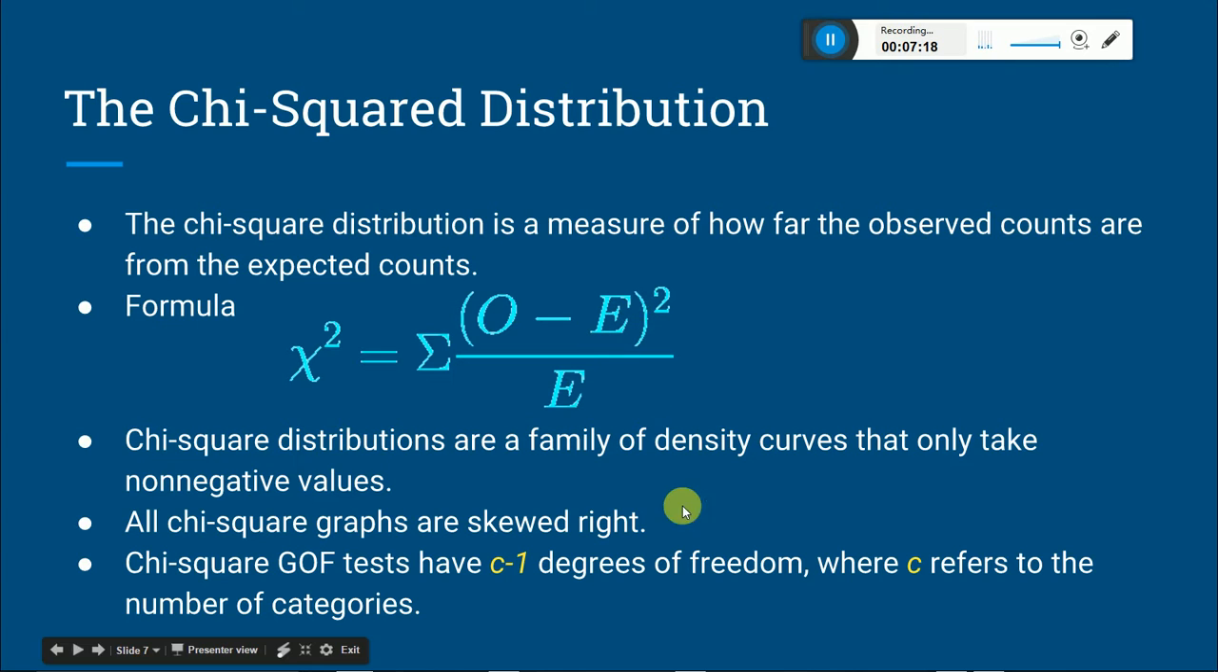Chi-squared distributions are a family of density curves that only take non-negative values. Similar to the t-graph, a chi-square graph will differ depending on the degrees of freedom. A 1-degree chi-square graph is different from a 10-degree graph, which is different from a 15-degree of freedom graph, and so on. Something similar with all chi-square graphs is that they are skewed to the right. And for the goodness of fit test, they have C minus 1 degrees of freedom, where C refers to the number of categories that we're looking at.